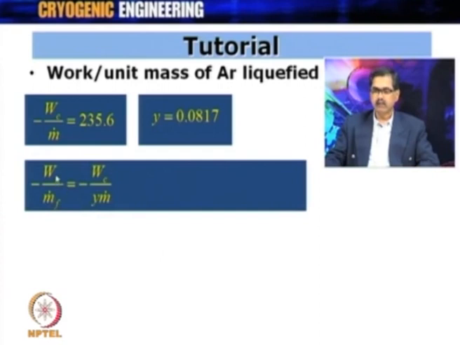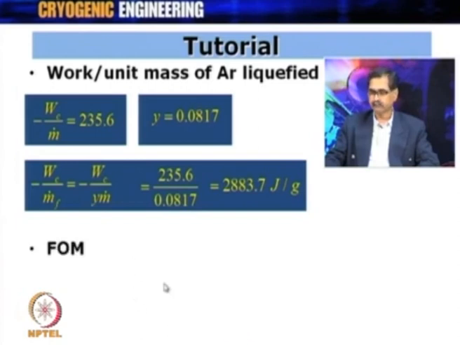What we know is Wc upon m dot f is equal to Wc upon m dot upon Y. So, both the values are there, and this upon this will give you Wc upon m dot f. So, I will do 235.6 upon 0.0817, which is equal to 2883.7. This is my work done per unit mass of gas argon liquefied, which is rather high as compared to the ideal work input which we had seen earlier in the ideal thermodynamic cycle.